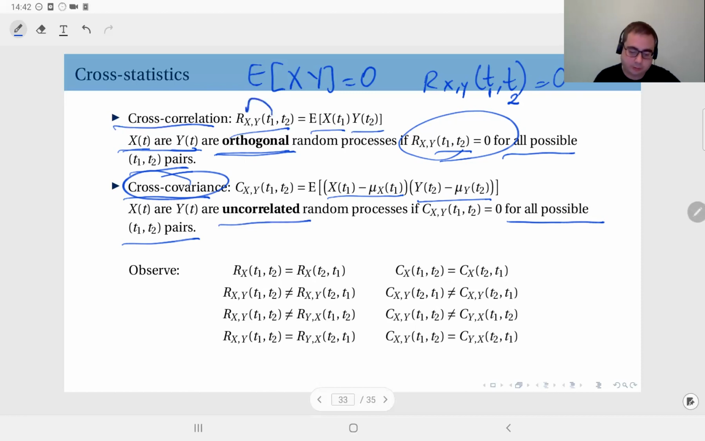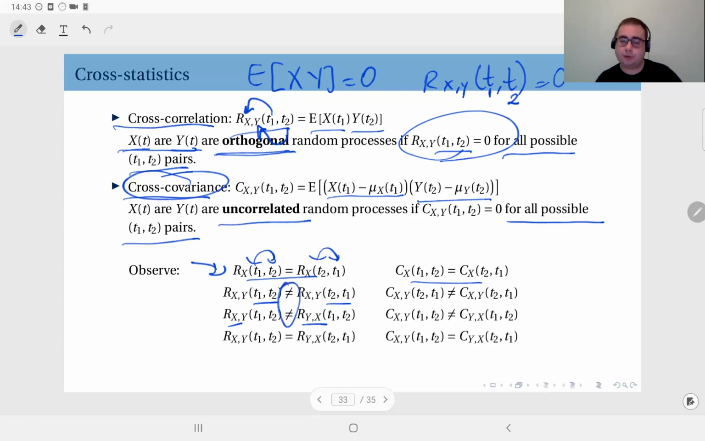Now, be careful about these definitions. The first time instant is for the first random process. The second one is for the second random process. So these indices and subscript orders are significant. It's not so in autocorrelation and autocovariance, because those are defined in terms of a single random process. So if you exchange the time indices, it stays the same. Same with autocovariance. But when it comes to cross correlation and cross covariance, if you exchange time instants or if you exchange indices here, subscripts, then they are not the same.